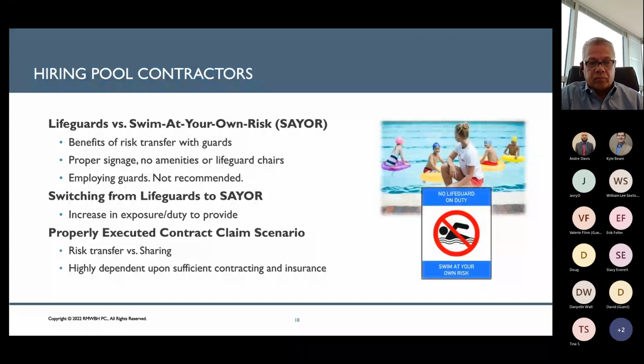Obviously, if you have swim at your own risk, you don't want to have lifeguard chairs out there. You've got to take every step you can, and those are things you consult with your attorney about, to try to minimize what your risk is. Again, switching from lifeguards to swim at your own risk, we believe increases your exposure liability-wise.